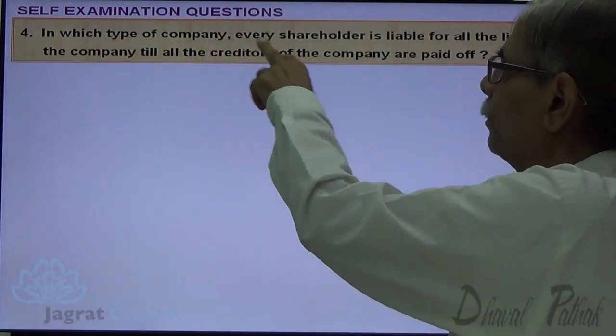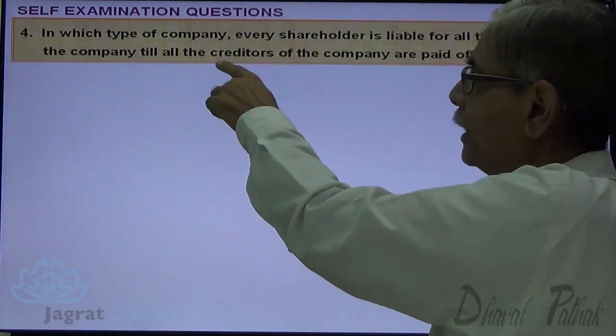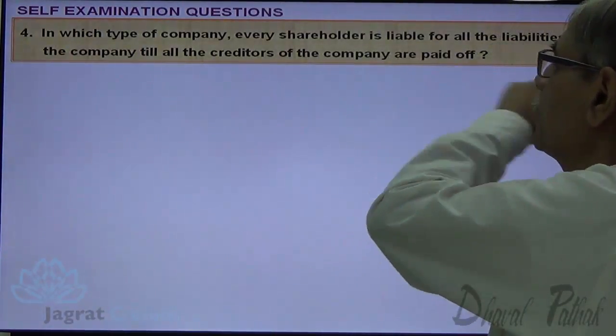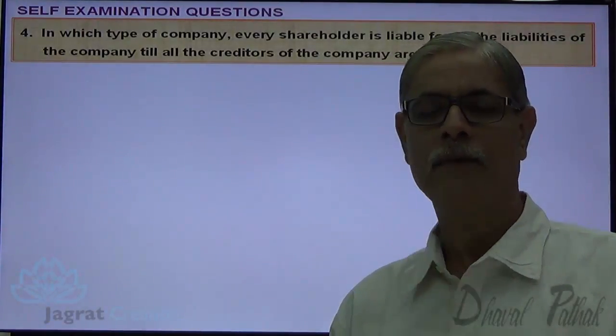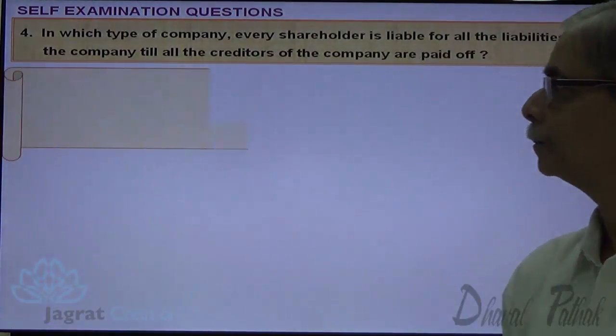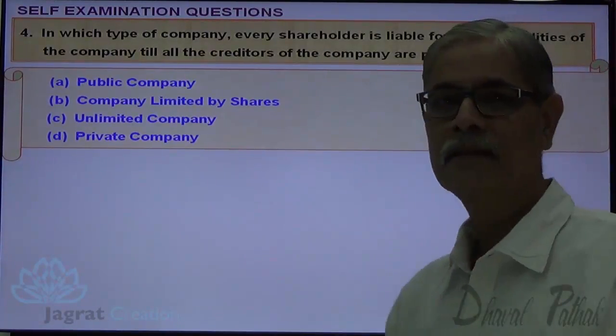In which type of company every shareholder is liable for all the liabilities of the company till the creditors of the company are paid off? This statement signifies unlimited liability. So what's the correct answer? Unlimited company.